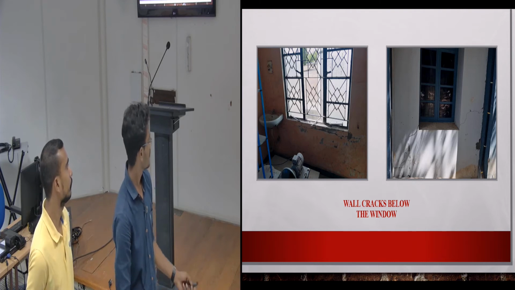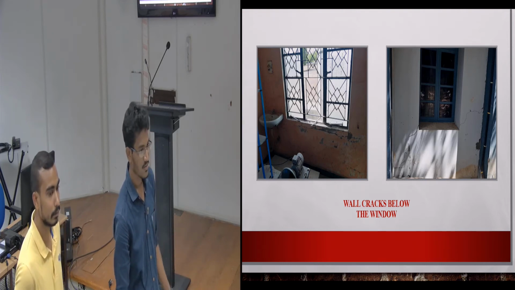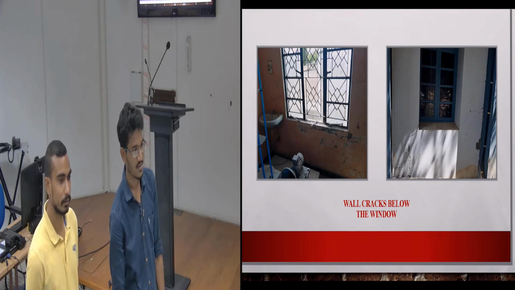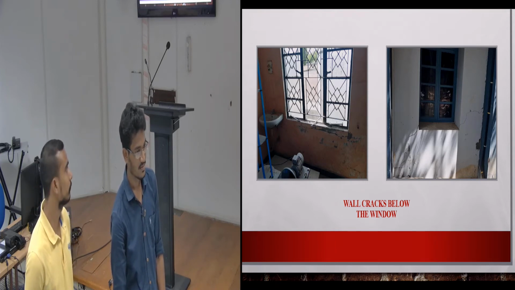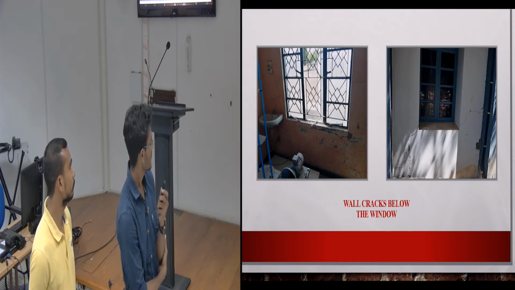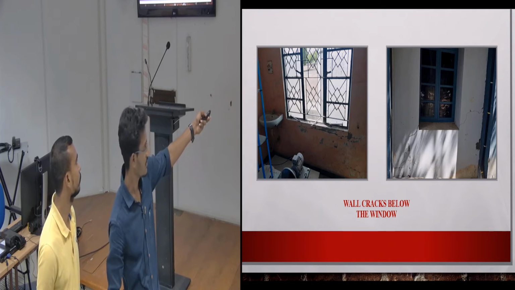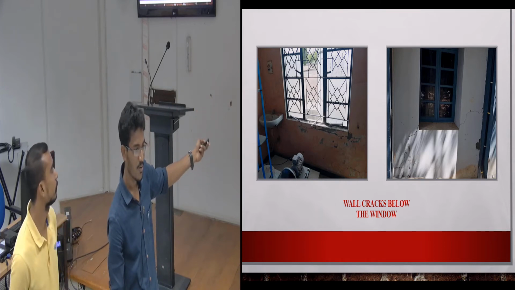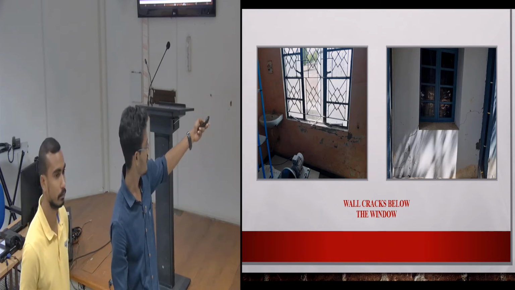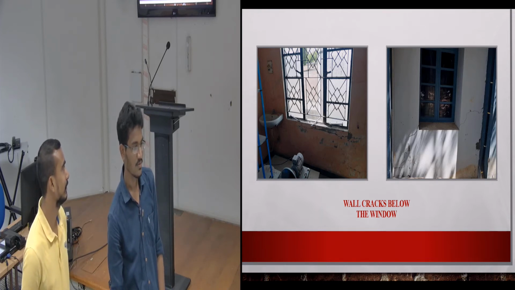People can claim that the machine foundation was not good, and the vibration caused the wall to crack. Do you think that's what happened here? Sir, but the flooring is good when compared to that wall crack. Vibration can arise for many reasons, and you don't know how vibration will travel.